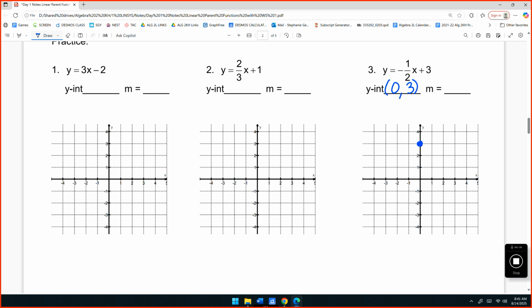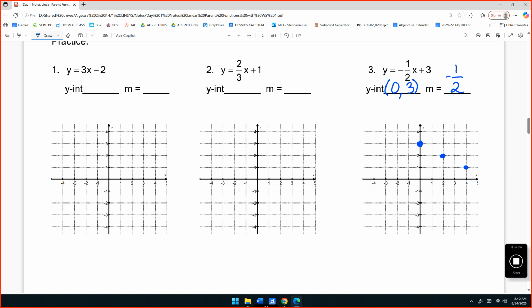And then the slope is -1/2. So we know that that means the rise is -1 and the run is 2. And when your rise is negative, you're going down, but you're going to the right. That's what's going to create that negative slope. So down 1, right 2. Down 1, right 2. Okay, and you make that fill the grid.